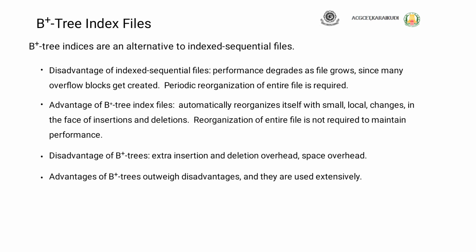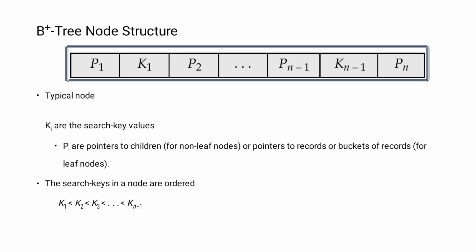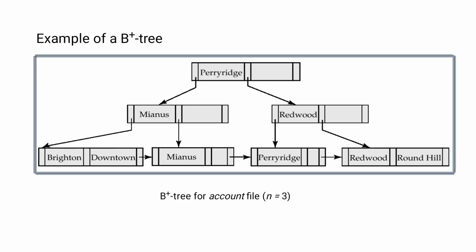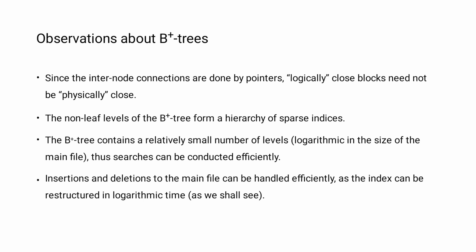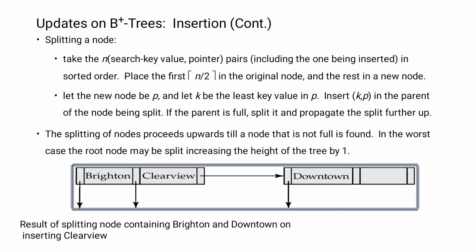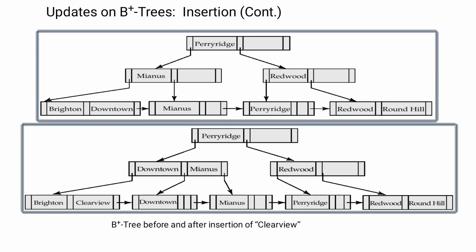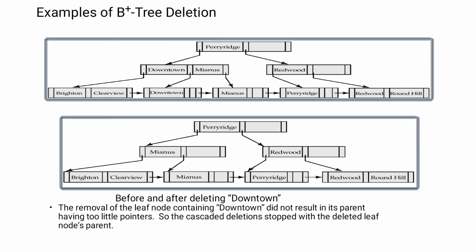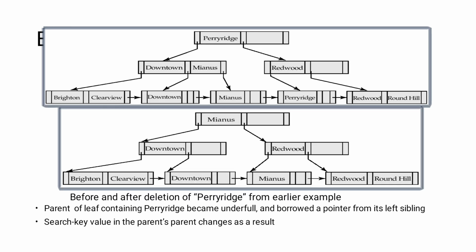It is B and B+Trees are the generalization of multi-level indexing. These are multi-level indexes with small modifications. We have to know some of the terms in B-trees and B+Trees.